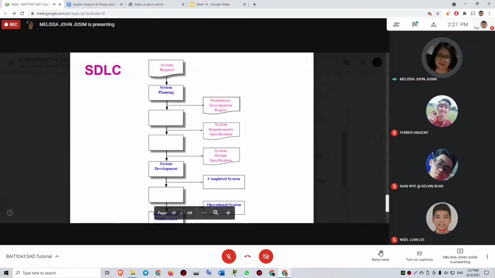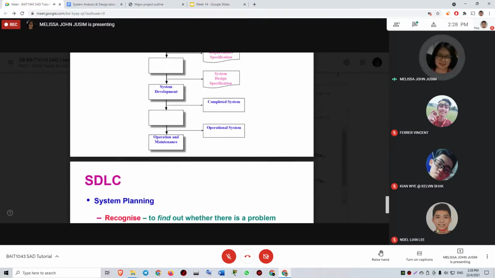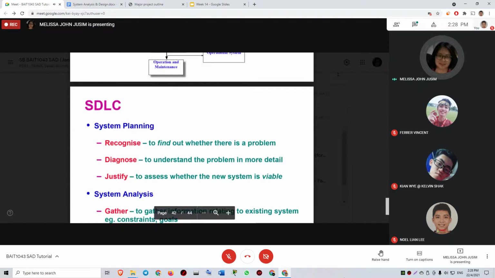What's the output or deliverable? The output for the system development is the completed system. After system development is system implementation, and the output is the operational system. So this is the SRS and SDS, the blueprint that is used for the system development. And this is for the system planning phase.